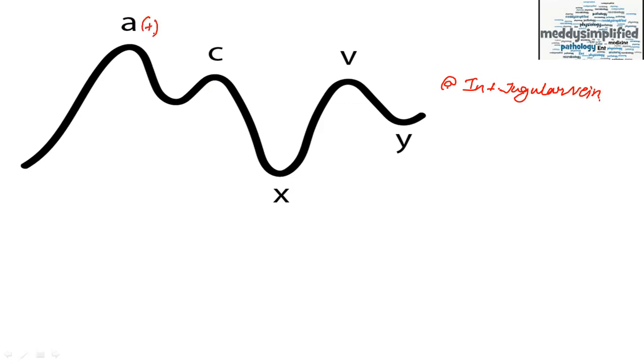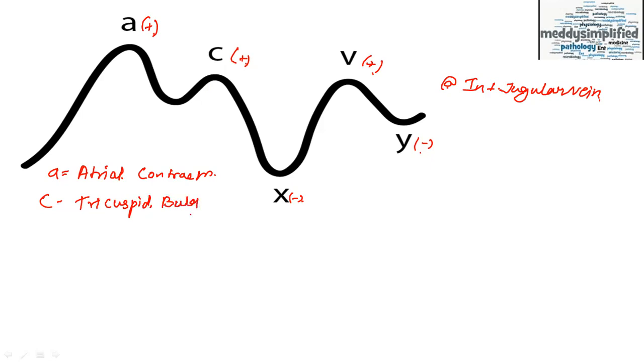So here we have a few positive waves, that is A, C, and V, and then we have a few negative waves, that is X and Y. Okay, so each of them correlates with some of the activities of the heart, which I'm going to tell you right now. So wave A is for atrial contraction. Wave A occurs when the atria contract. Wave C is for tricuspid bulge, or you can also say isovolumetric ventricular contraction. Ventricular contraction.